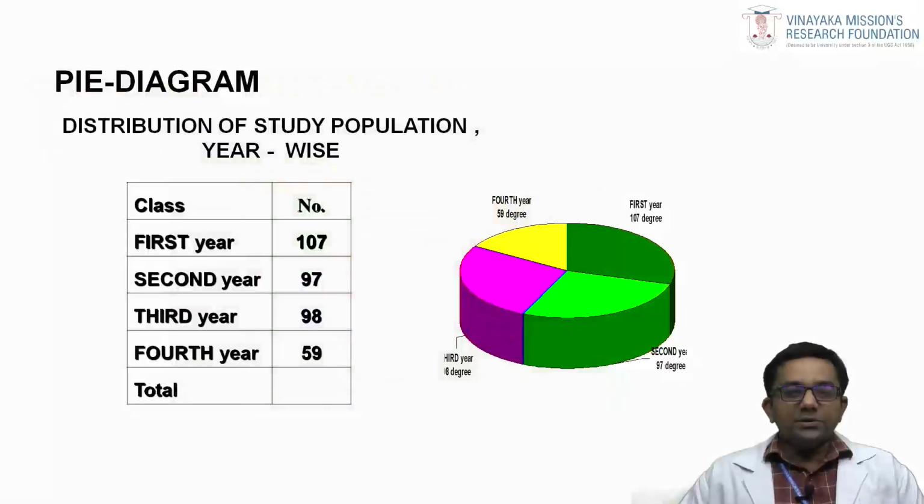Then you have pie diagrams, mainly used for comparison based on color. In a pie diagram, you have different colors, mainly for better representation of data and better understanding. So, this is an example of a pie diagram.